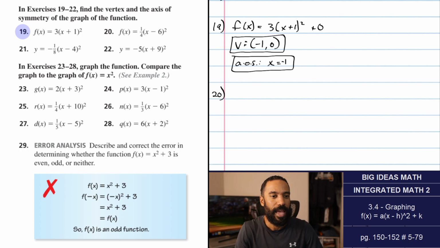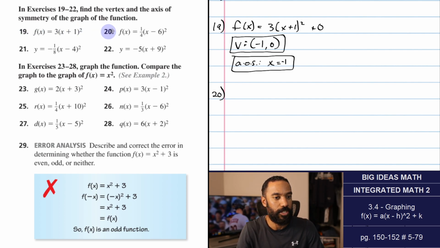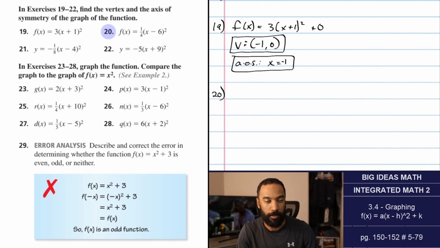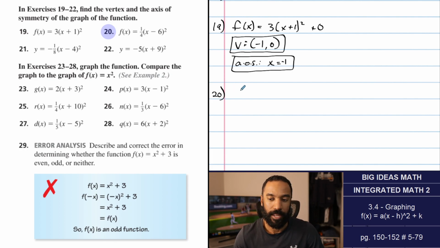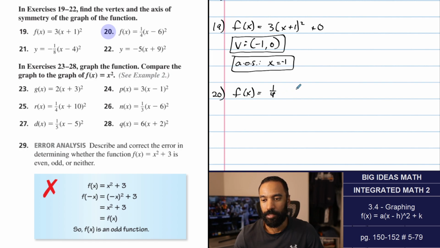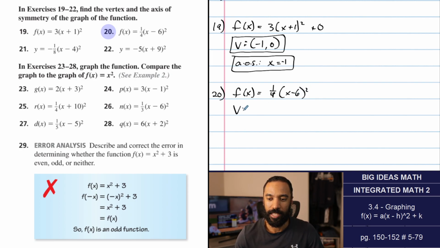Let's look at number 20, f of x. And by the way, the stretch factor had nothing to do with this because they don't ask whether it's a max or min. They don't ask about stretch, none of that. So we're all good. F of x equals 1/4 times x minus 6 quantity squared. Your h is 6, positive 6. Your k is 0 once again. Your axis of symmetry is at x equals 6.